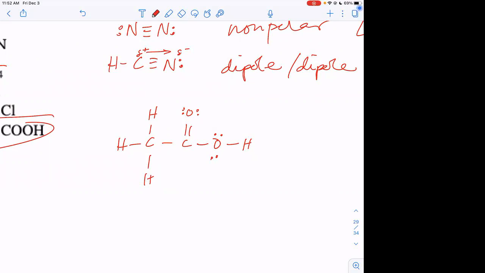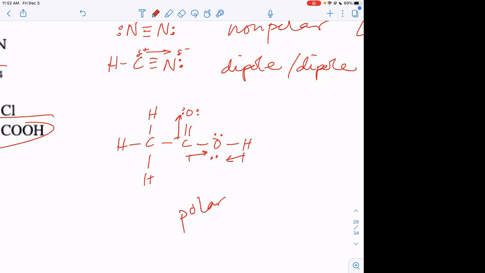It's polar, okay? Let me highlight all the bonds that are polar. That's a polar bond, that's a polar bond, and that's a polar bond. So this is polar. We can draw dipoles in. This oxygen would actually be bent, so it's going to look like these dipoles cancel right here, but they don't, because it's bent. And I didn't draw it bent, I drew it linear.